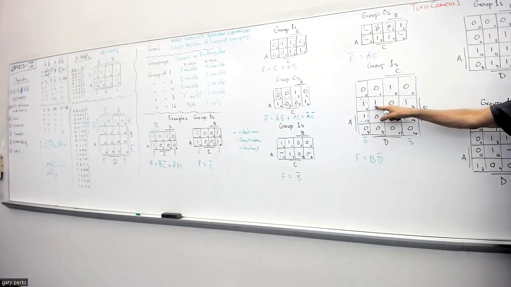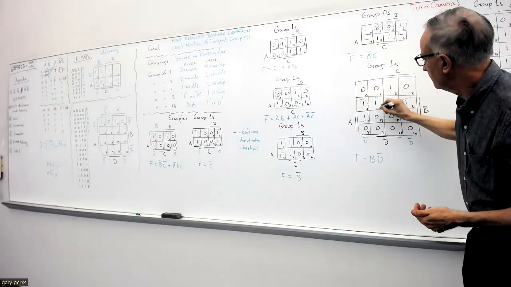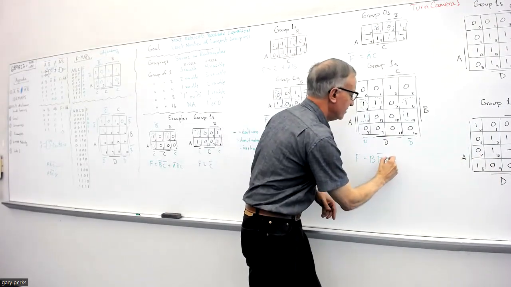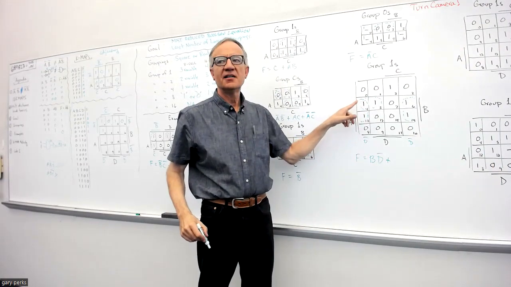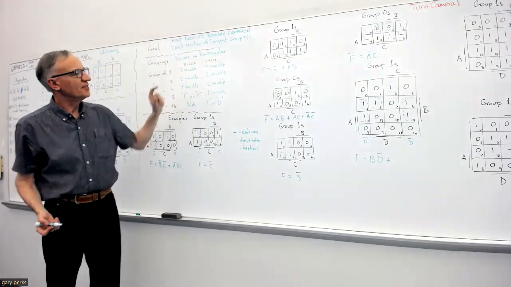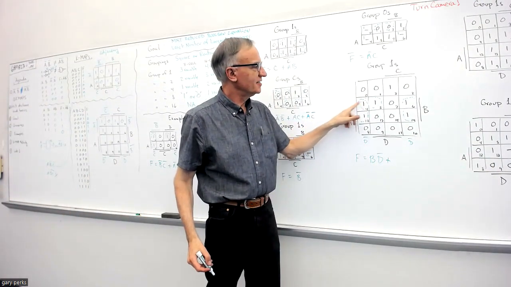How would you take care of this one? Yeah, group it with the 4, right? Overlap. How many variables is this term going to have? This is a 16 cell, so it's going to be a 3 variable term. So what 3 variables are common to this?